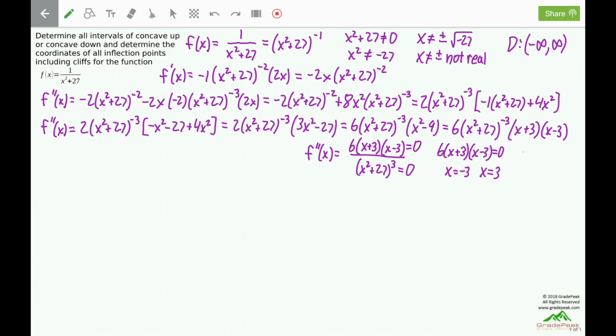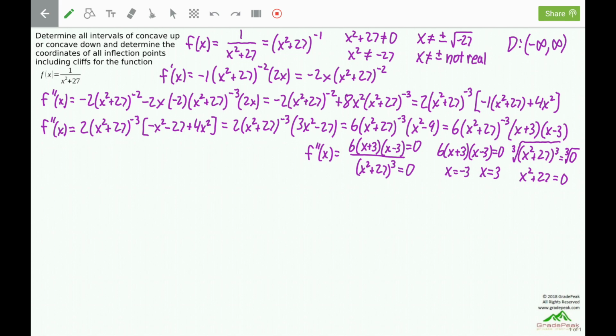And now working with the denominator, x squared plus 27 cubed equals 0. We can take the cube root of both sides, because the cube root and cubed power cancel each other out. So then x squared plus 27 equals the cube root of 0. The root of 0 is equal to 0 for any root.